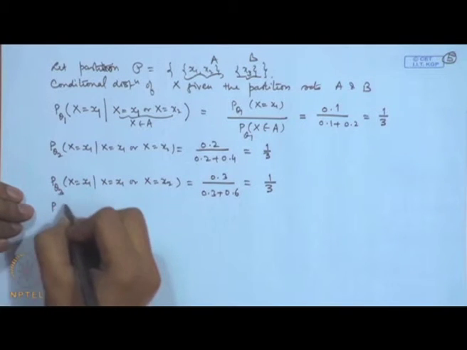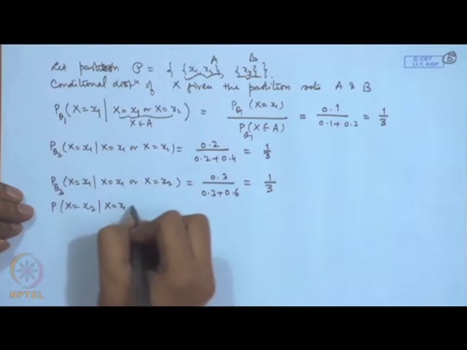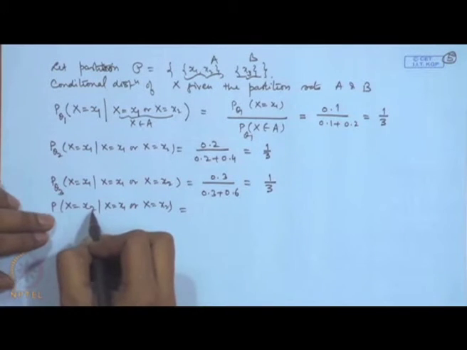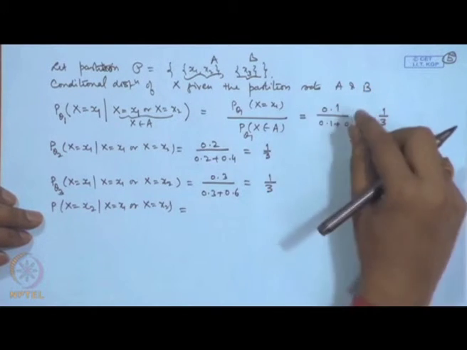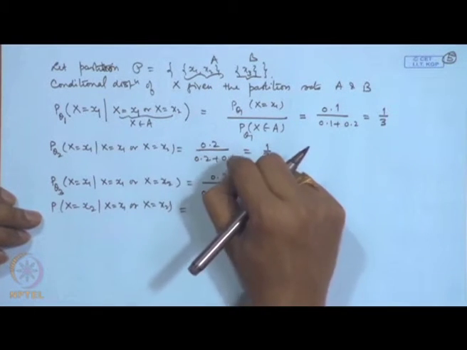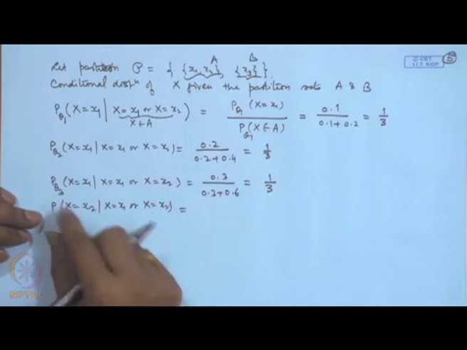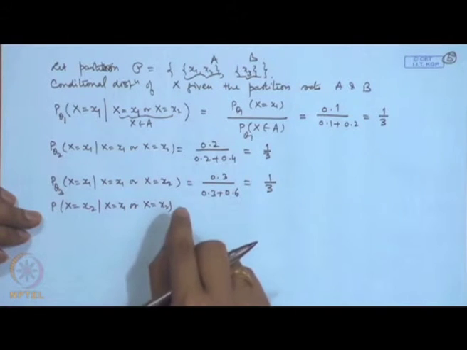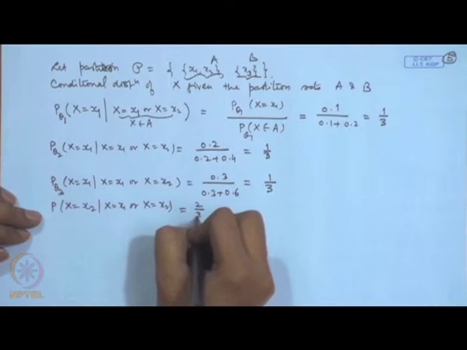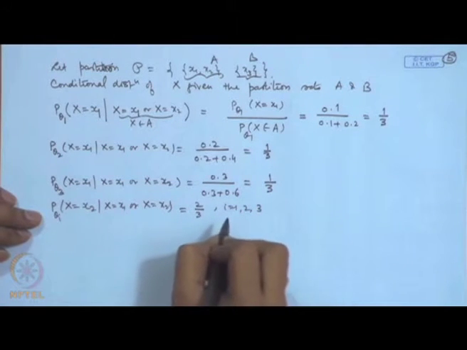That means, what is the probability of x equal to x2 given x equal to x1 or x equal to x2. Once again, when theta is equal to theta 1, this value will become 0.2 divided by 0.1 plus 0.2. When theta is equal to theta 2, it will become equal to 0.4 divided by 0.2 plus 0.4. When theta is equal to theta 3, this probability will be equal to 0.6 divided by 0.3 plus 0.6. That means, it is equal to 2 by 3 in all the cases. That means, it is free from the value of theta.